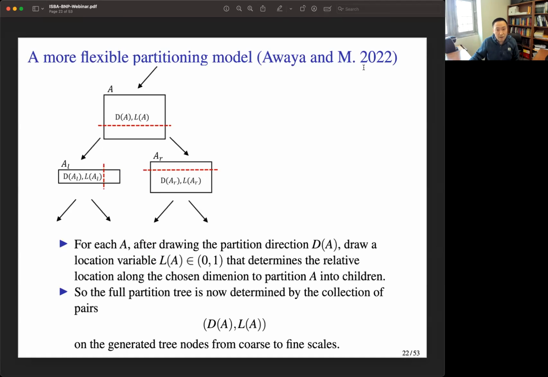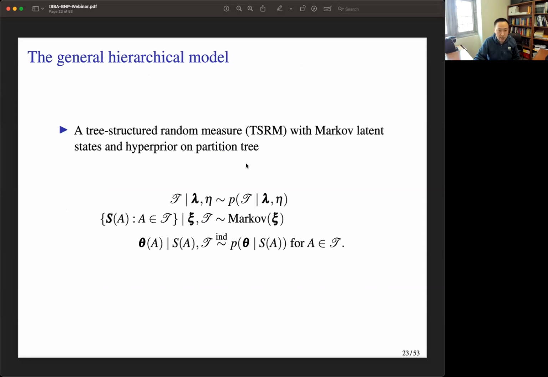So in this recent paper, the idea is very simple. Just remove the constraint on the partition points. So now in a multidimensional setting, you can randomly choose a direction to cut, the dimension D, and then you can also randomly choose a location to cut. So you embed that hyperprior into your model as a layer.